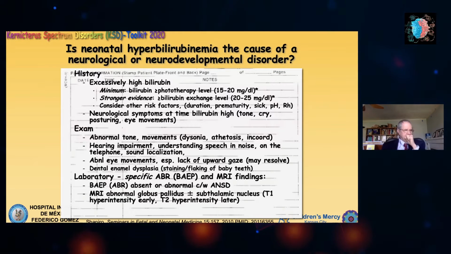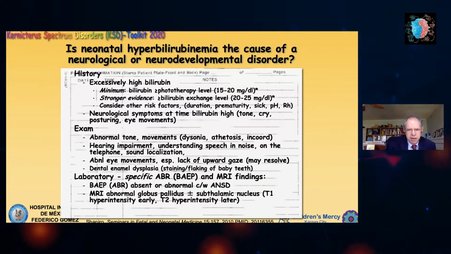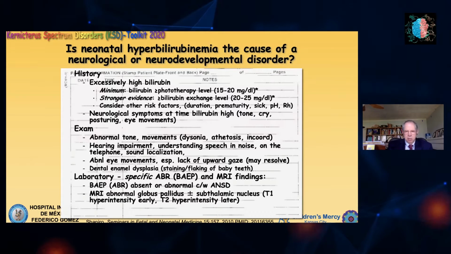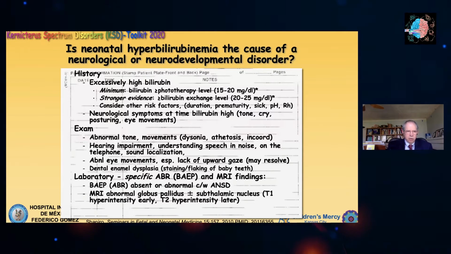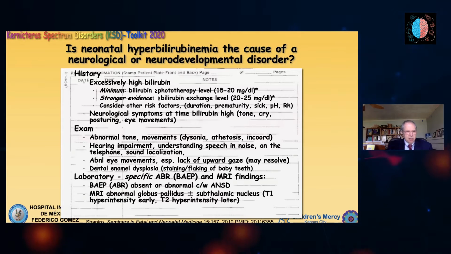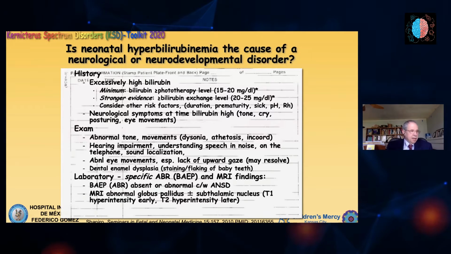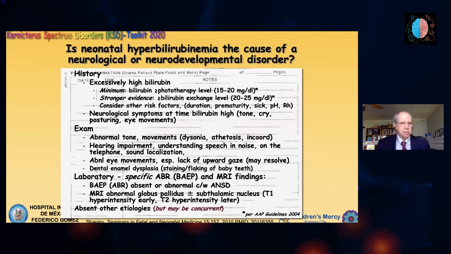And then MRI findings are quite specific, almost pathognomonic, with hyperintensity in the globus pallidus and maybe the subthalamic nucleus, and really no other lesions, nowhere else in the basal ganglia, no neocortical lesions, perhaps sometimes a little bit in other areas like the hippocampus, but it's this without areas that might be affected with hypoxia, ischemia, or other things that are quite specific. And also absent other etiologies, but you can have them concurrently at the same time.